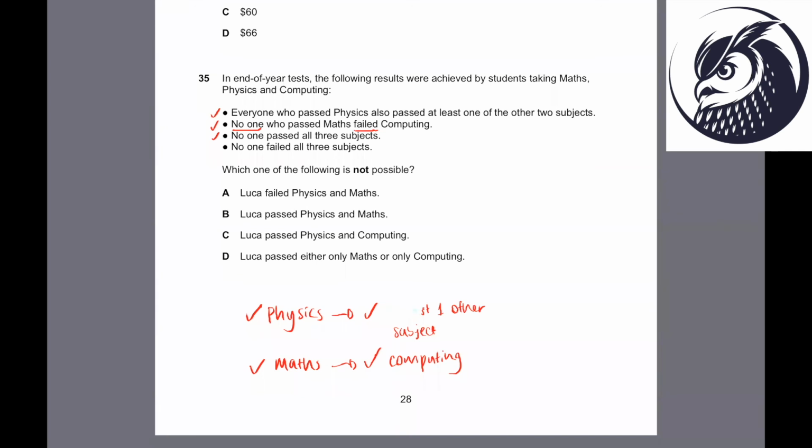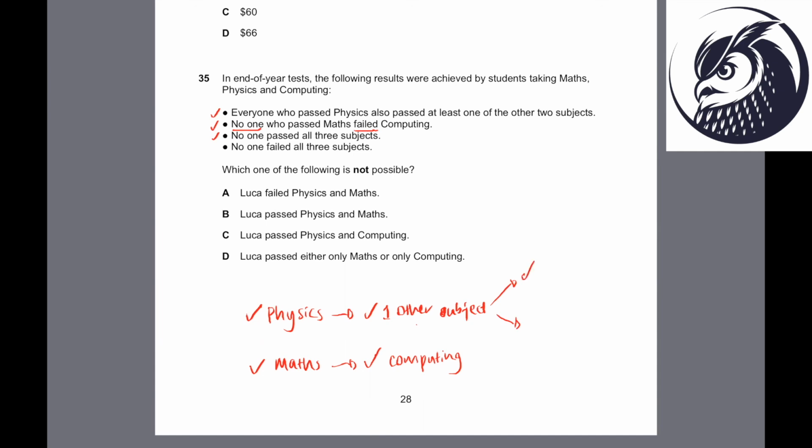So we know that they just passed one other subject. So I'll get rid of that and I'll write one other subject. Now, there's only really two possibilities here if you think about it, guys. The other subject that they could have passed would be maths or computing.